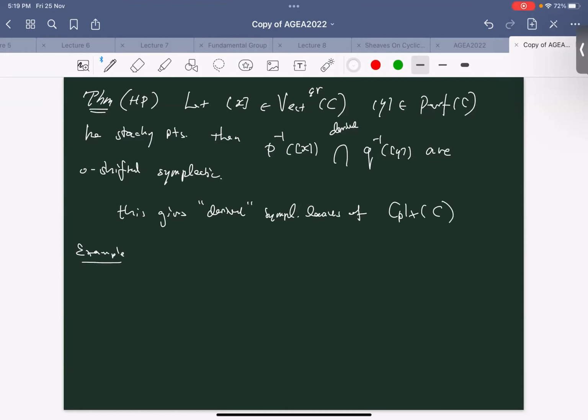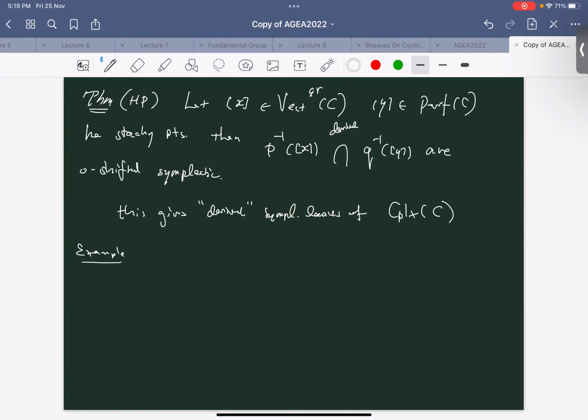Okay. But it's in the derived sense because usually this fiber product is a stack, and in order to get an ordinary symplectic foliation, you need to remove the stack case and also the derived stuff. And this usually involves some work, but in all examples that we know, one is able to do that. Okay. So this theorem has many applications in classical Poisson geometry and integrable systems.